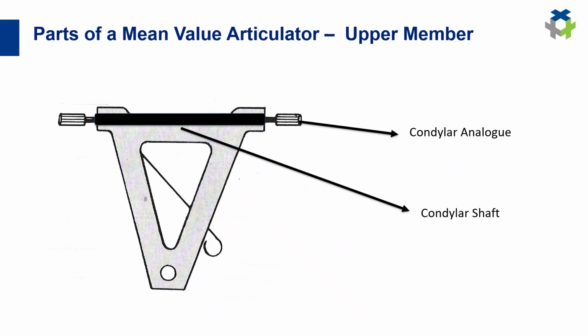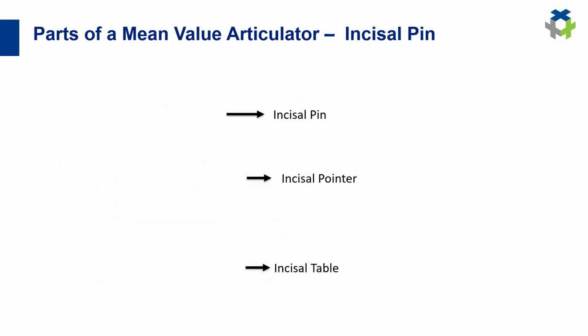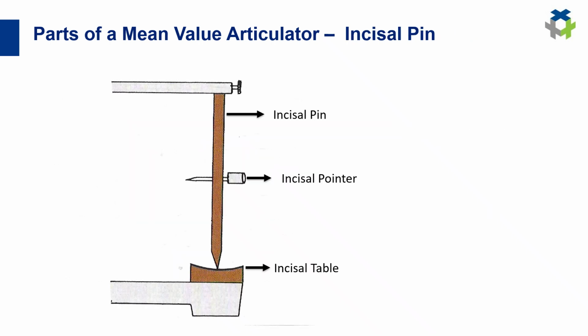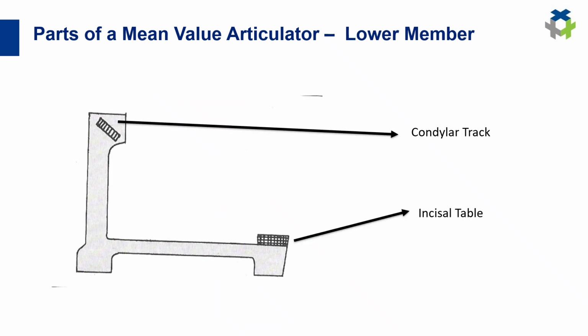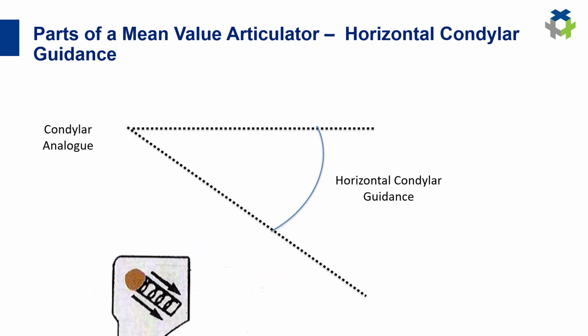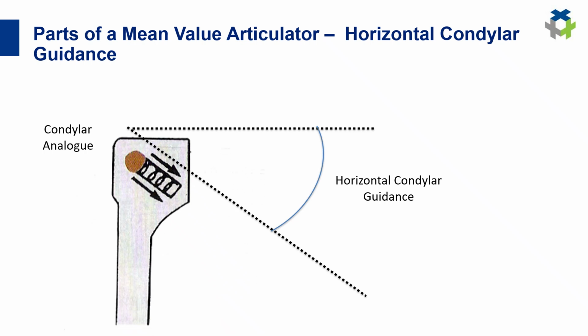So again, just to emphasize the parts of the mean value articulator: the upper member, which has the condylar analog, which represents the condyle, and a shaft which connects the condylar analogs. Then we have the incisal pin, incisal pointer, and the incisal table. The lower member comprises the condylar tract, which represents the path taken by the condyle, and the incisal table. So here we have the condylar tract shown in detail.